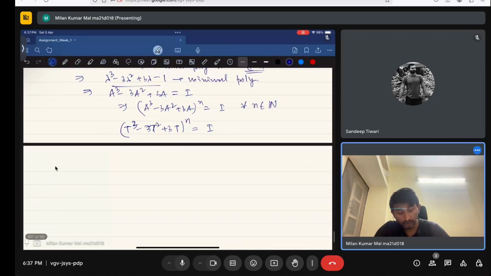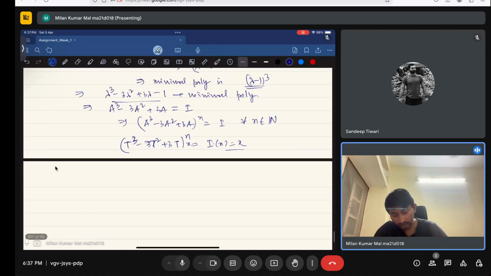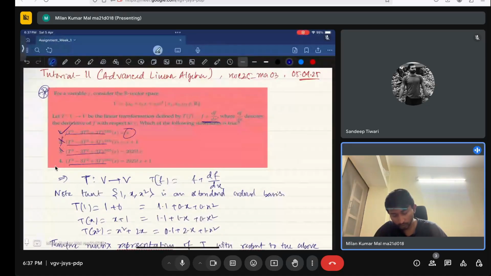So therefore x applied gives x, that is equal to x. So the first option is the correct option. So obviously all other options will automatically be false. Is it okay? Yes, correct. And obviously this other one is not correct, it is something similar, but not correct, right? Because we are getting T cube minus 3T square plus 3T equals identity. So whatever power you raise, that doesn't matter, you will always get x, because that is identity, right?